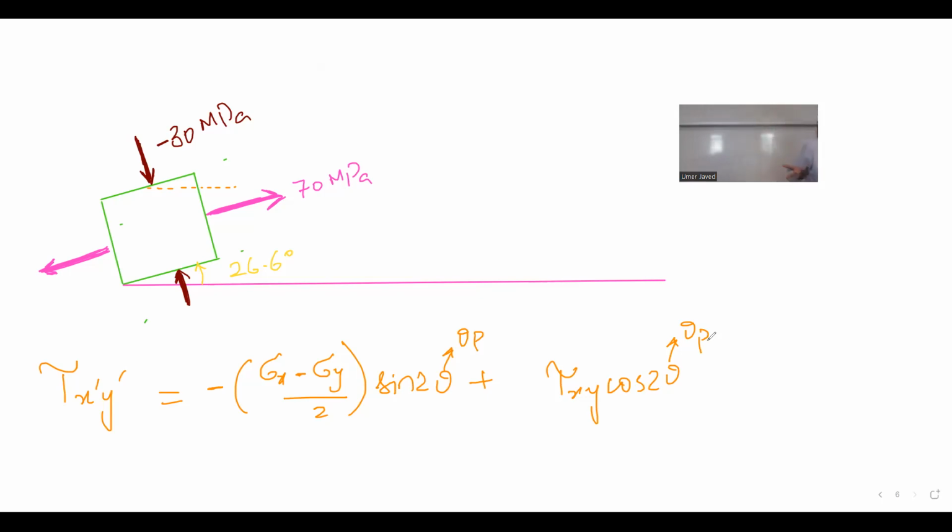Why? Look, the maximum normal stresses in an object on a plane, they happen on the principal plane. The principal plane will have 0 shear stress.